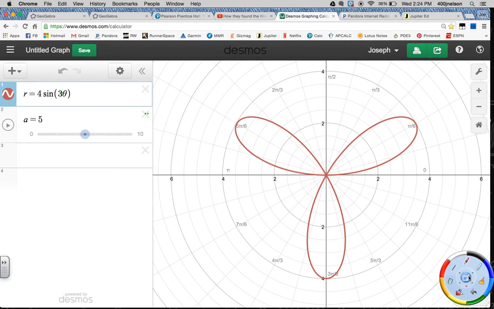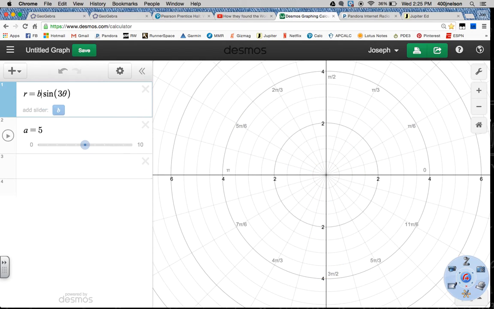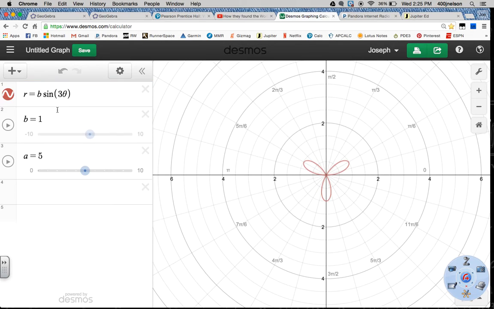When you are on Desmos, here's something you can do. You can let this be b, and if you type in r equals b sine of whatever, you let b be a slider, and you can change b from, let's only do positive numbers, 0 to, let's go to 10, I don't know.